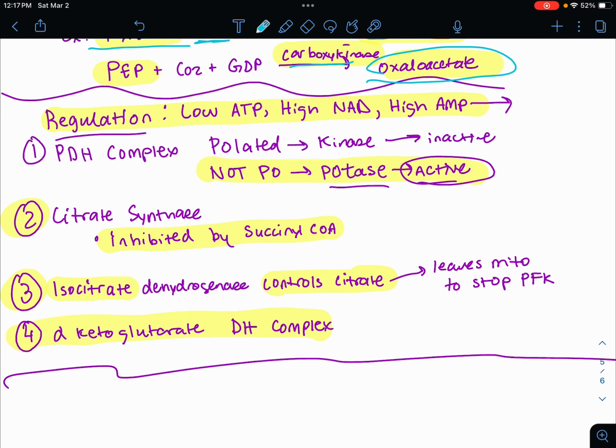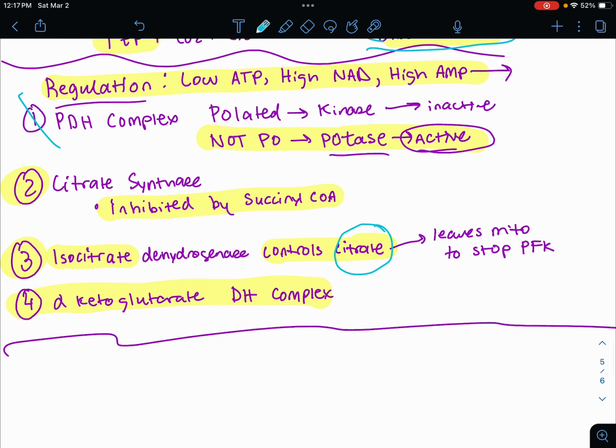Regulation, so we've talked about the PDH complex in the previous video. Citrate synthase is inhibited by succinyl-CoA. Isocitrate dehydrogenase will control the levels of citrate. Citrate will then control the levels of phosphofructokinase 1 in glycolysis. Citrate will leave the mitochondria to do that. And then the other part of regulation, the alpha-ketoglutarate dehydrogenase complex acts in the same way as the PDH complex.